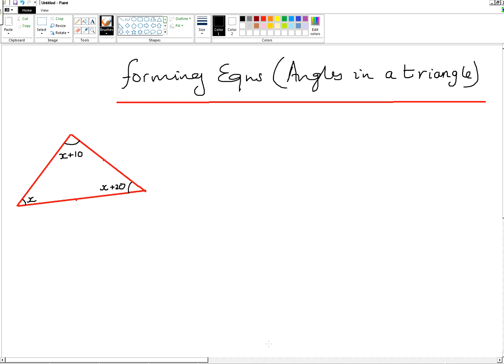Forming equations, angles in a triangle. Right, in this particular question, we have to work out the value of x. So that's the task.